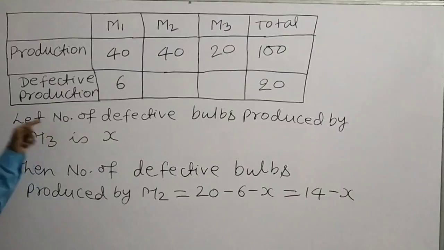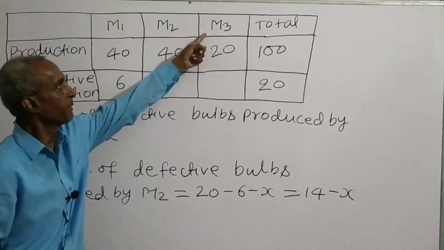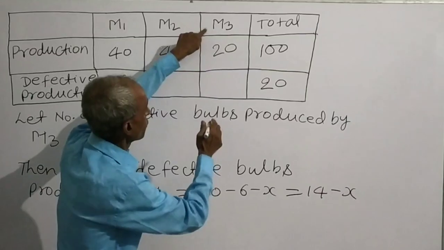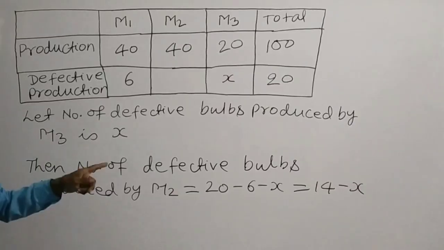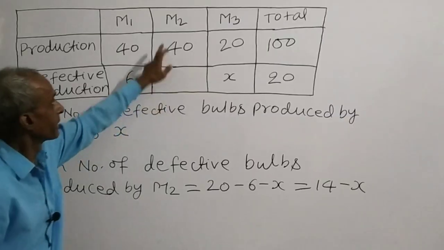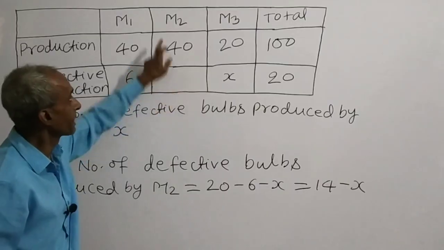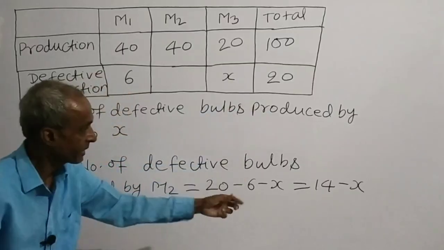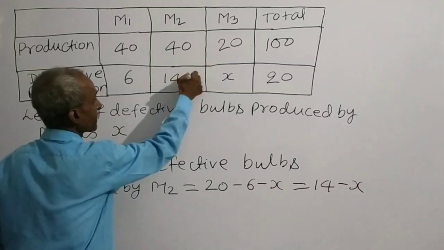We suppose that the number of defective bulbs produced by M3 is X. That means M3 produces X defective bulbs. Since the total number of defective bulbs produced is 20, the number of defective bulbs produced by M2 will be 20 minus 6 minus X, that means 14 minus X.